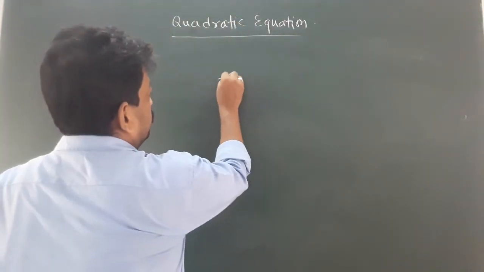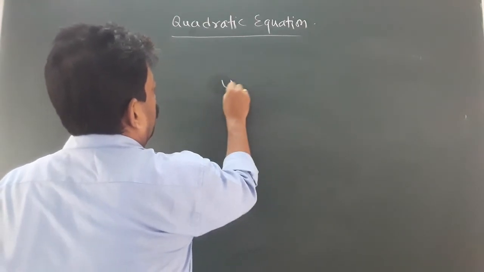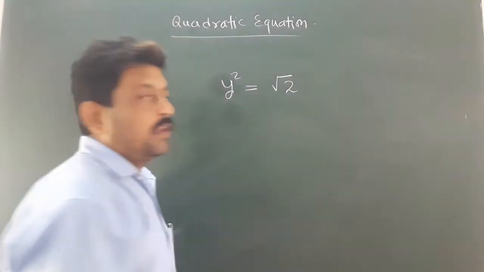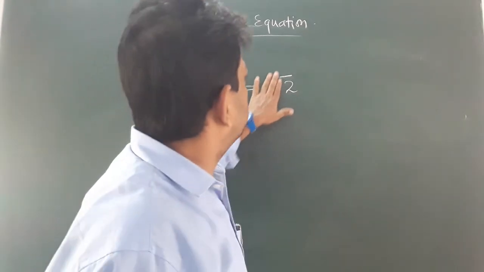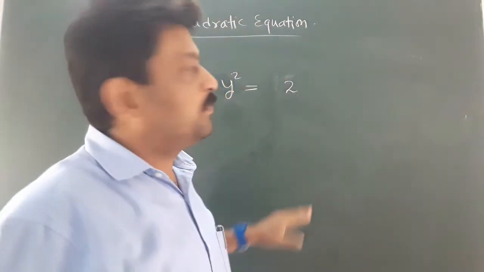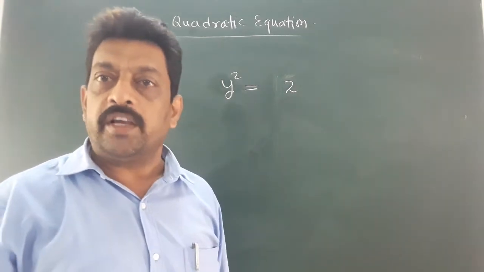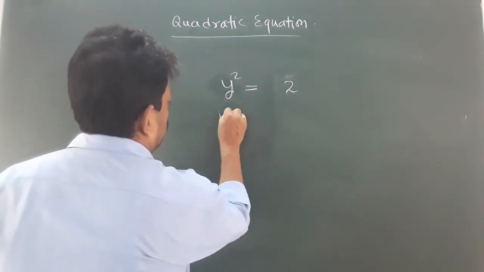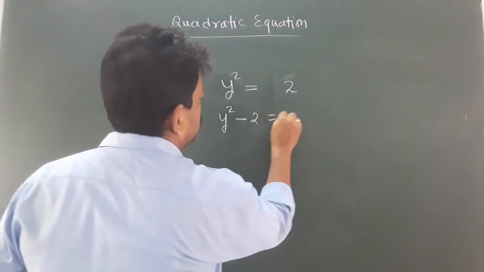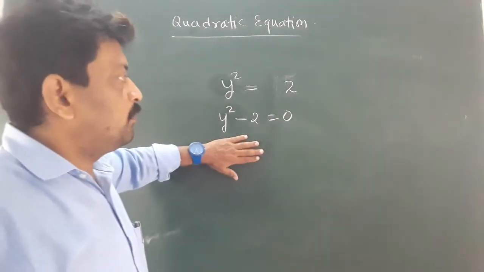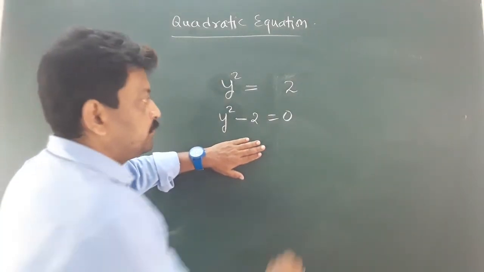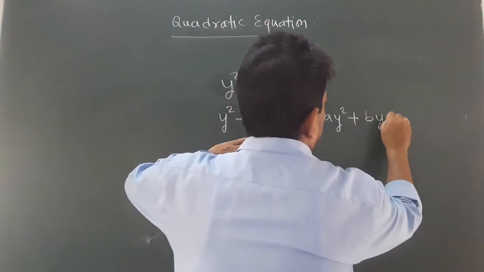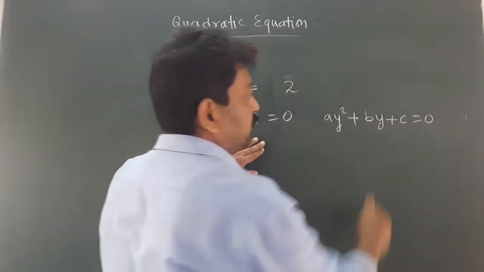Now one more example. y square equals to 2. Can we call this a quadratic equation in y? y square equals to 2. Okay, let me check. So right hand side becomes 0. Now can we compare this with the general form? The general form is ay square plus by plus c equals to 0. This is quadratic equation in y.